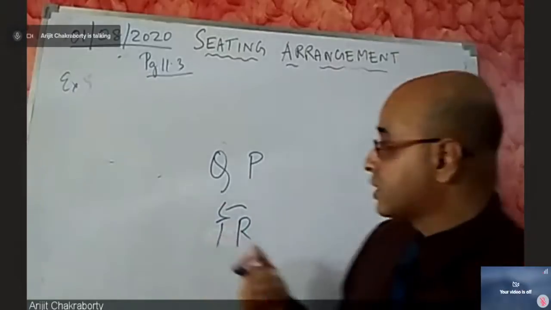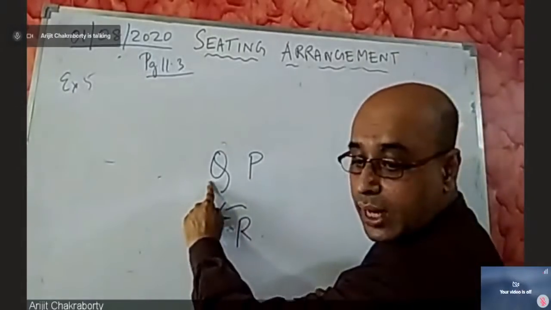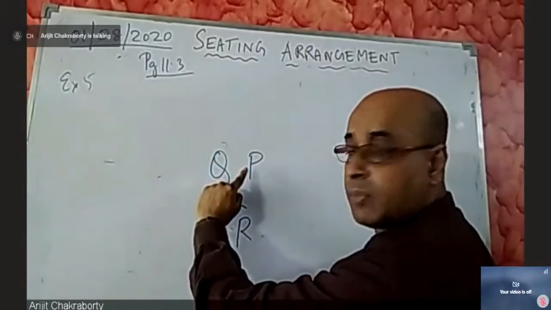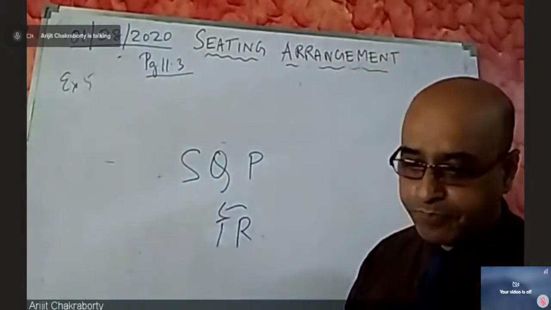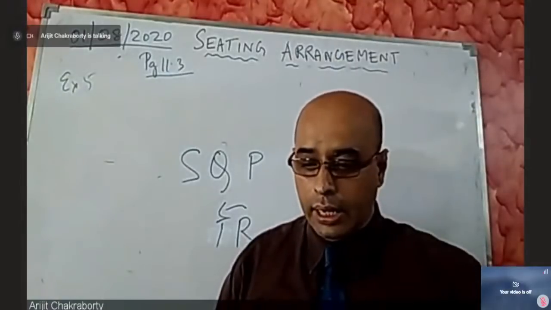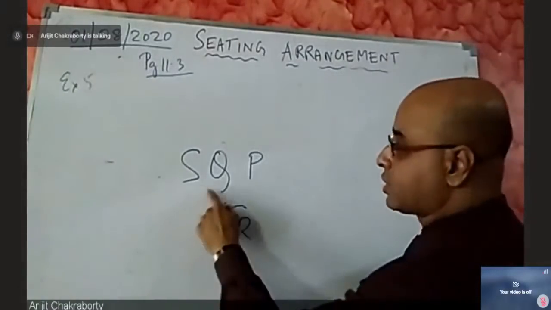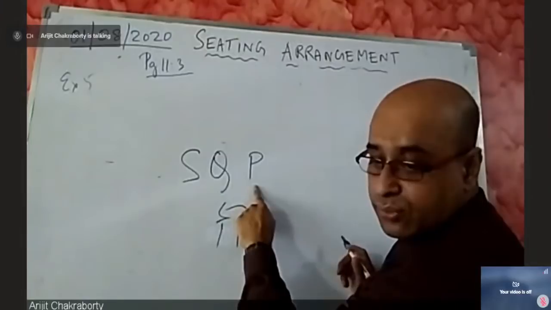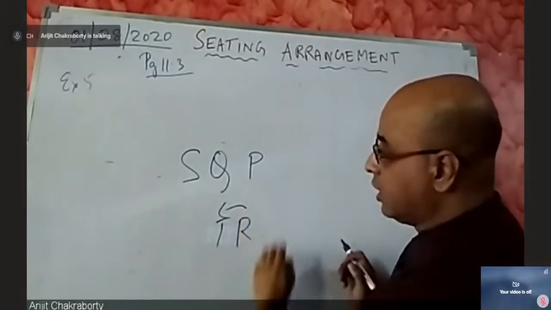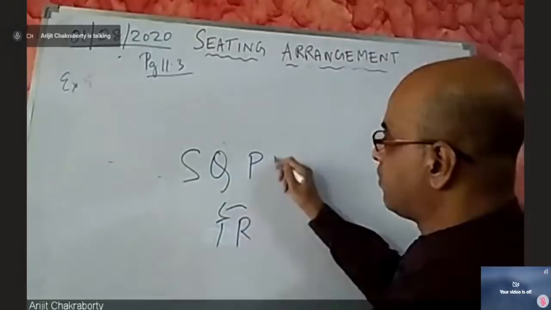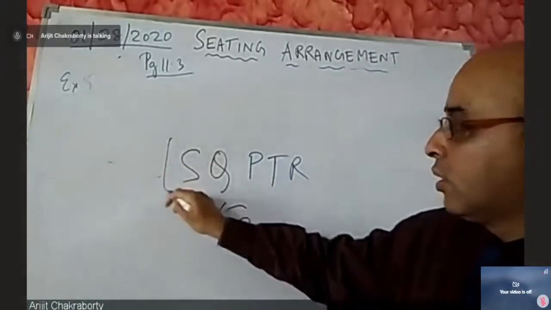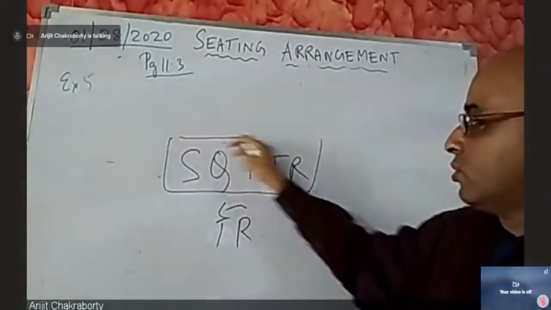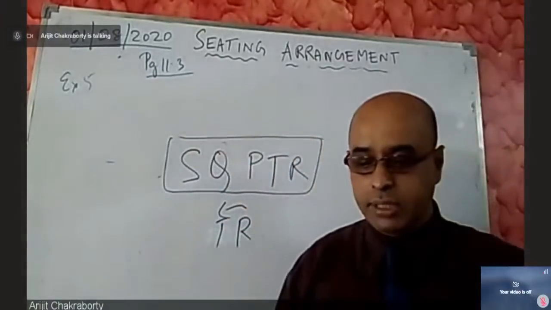Q is right of S. Q is on the right side of S. That means S will be to the left of Q. So SQP. And SQP is done, and we have T is left of R. So this T and R we can place here. So the order seems to be SQPTR.